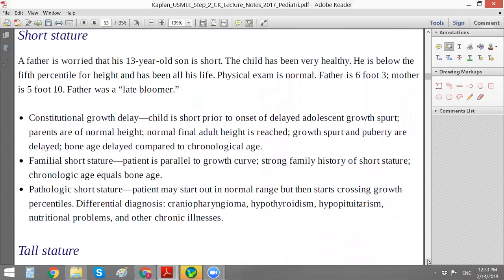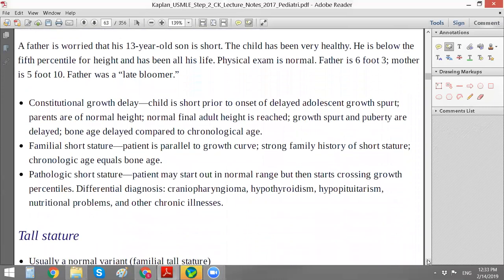Short stature: father is worried that his 13-year-old son is short. Child has been very healthy. He is below the 5th percentile for height and has been all his life. Father is 6'3", mother is 5'10". Father was a late bloomer. Constitutional growth delay: child is short prior to the onset of the delayed adolescent growth spurt. Parents are of normal height, normal final adult height is reached, growth spurt and puberty are delayed. Bone age is delayed compared to chronological age. This is constitutional.